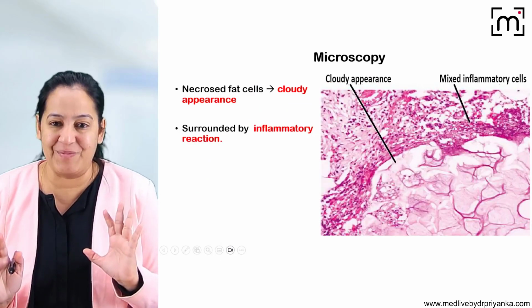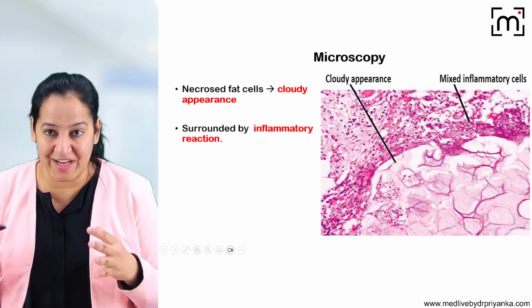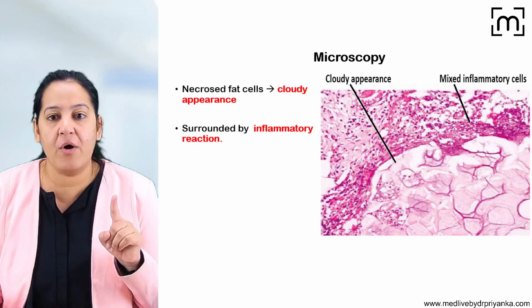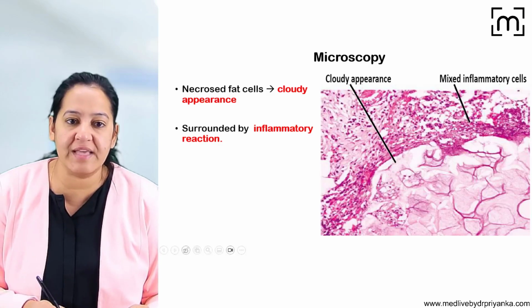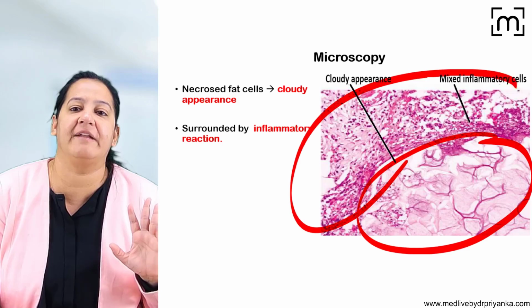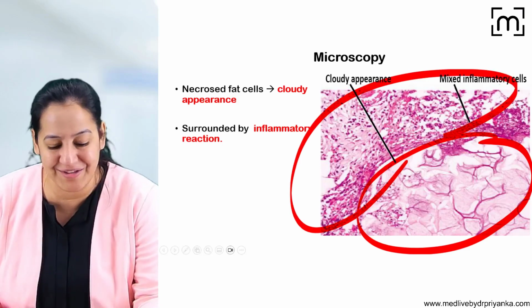Now coming to the microscopy. So here no organ is shown to you. I cannot say whether it is a breast or a pancreas or mesentery, because I can see two things only. Here I can see the necrotic area, and here I can see the inflammation. The normal organ, the viable organ, is not shown to you.